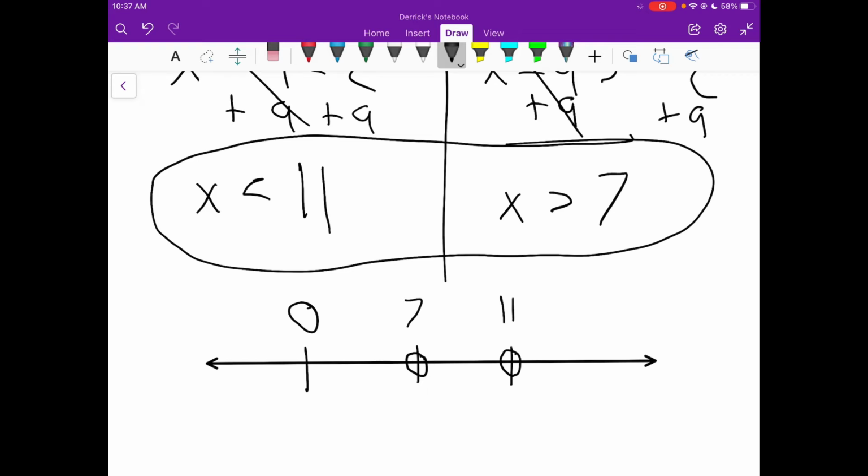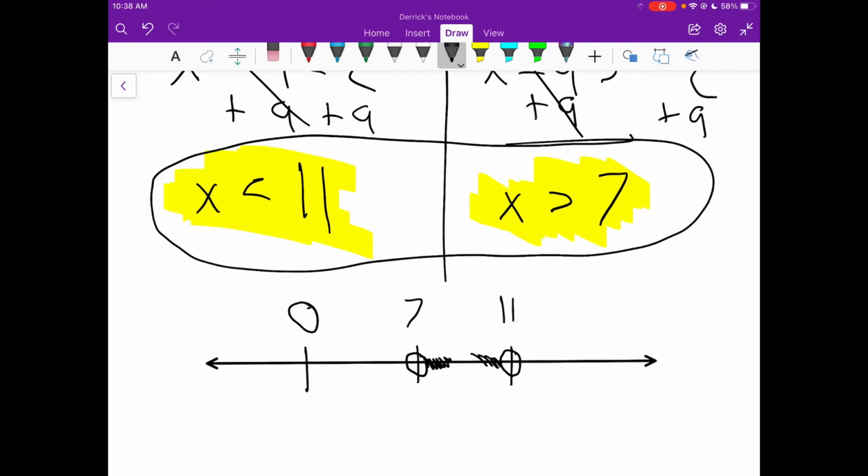When I look at x is greater than 7, since it's greater than, that is an inequality symbol pointing to the right, meaning I would be shading to the right, towards the 11. Same thing when I look at x is less than 11, since it's less than, that's pointing to the left, so that's the way I'm supposed to shade.